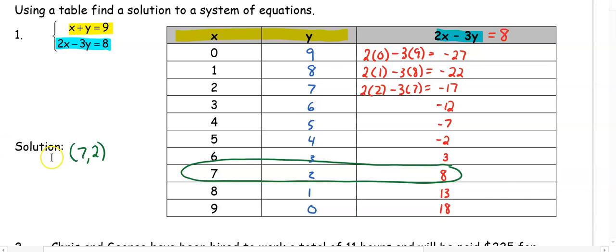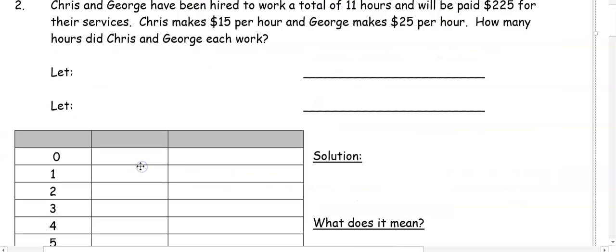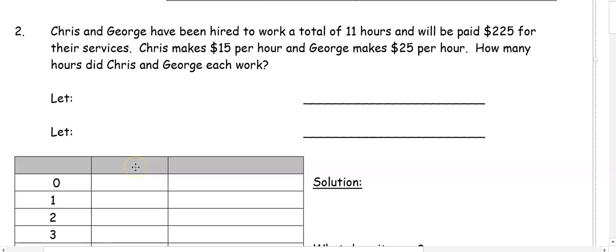Now let's look at it in the context of a word problem where we're going to have to set up the equations first. So in number 2, Chris and George have been hired to work a total of 11 hours and will be paid $225 for their services. Chris makes $15 an hour and George makes $25 per hour. How many hours did Chris and George work?